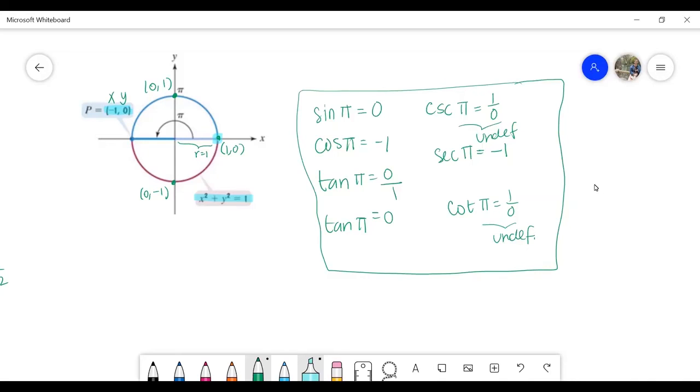Like I said, we're going to get a lot of practice with this next week when it comes to looking at graphing. Okay? See you on the next one.